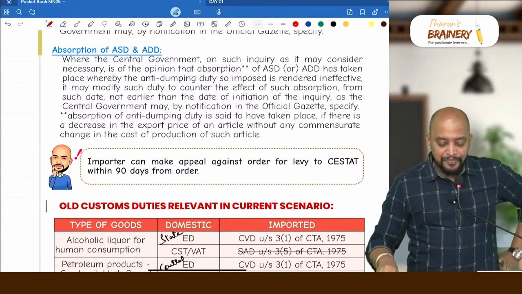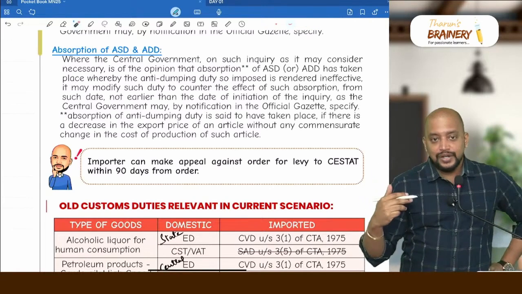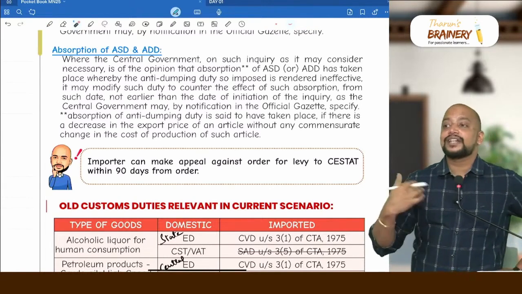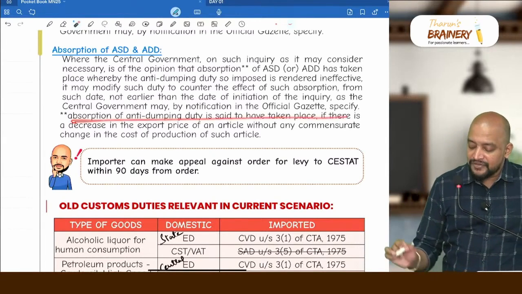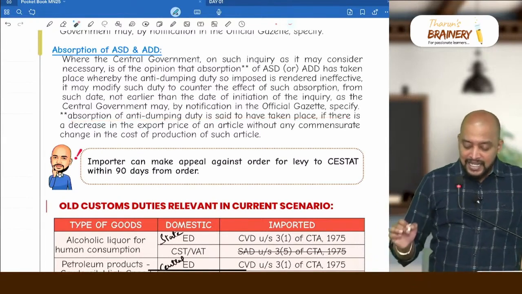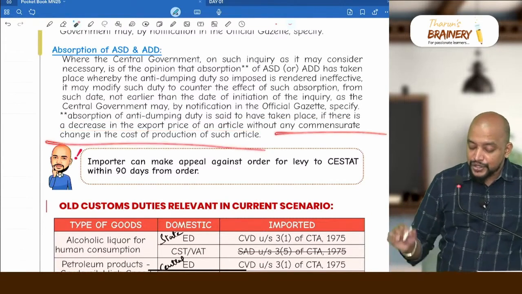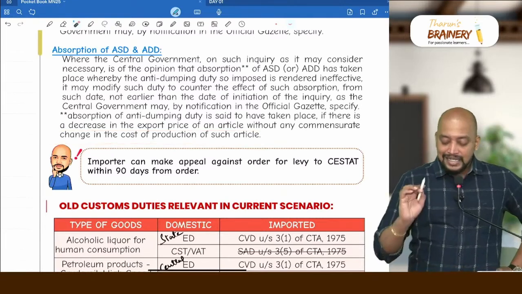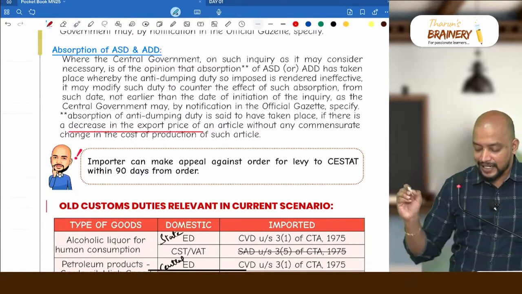Okay, so see there. First, absorption, when it will happen. These two are theory questions only. Theory in the sense not direct theory, application based theory questions they will be asking. Absorption of anti-dumping duty is said to take place if there is a decrease in the export price of an article without any commensurate change in the cost of production. Just underline decrease in the export price of an article.